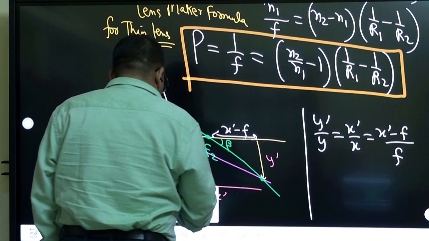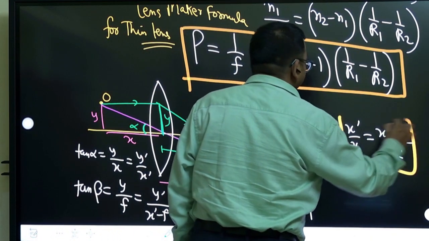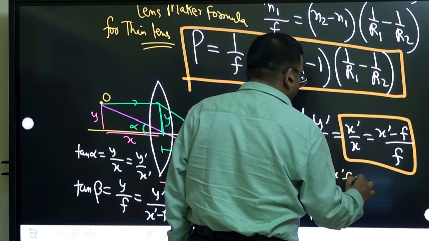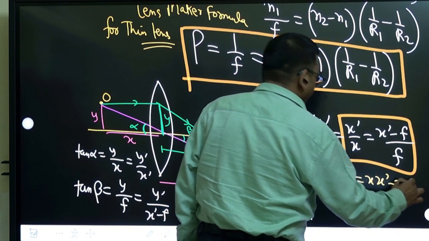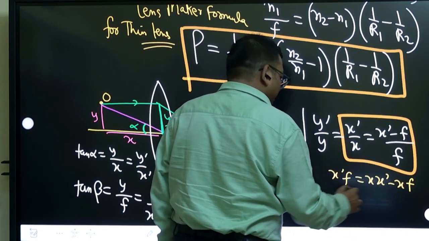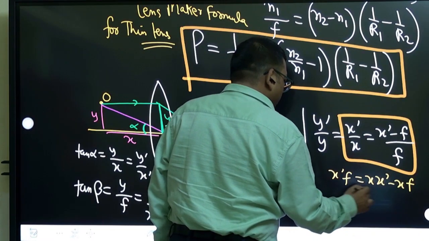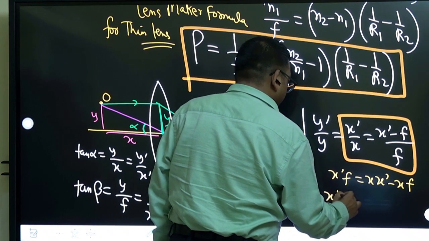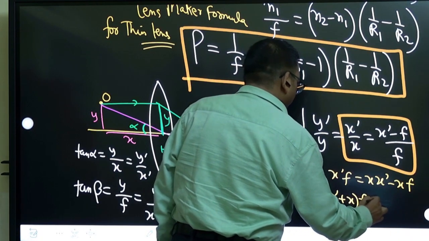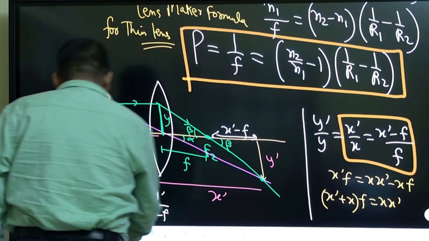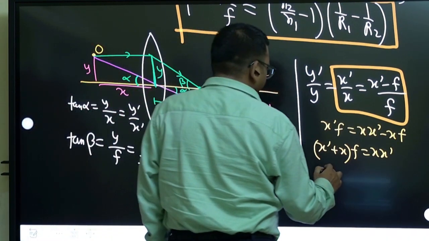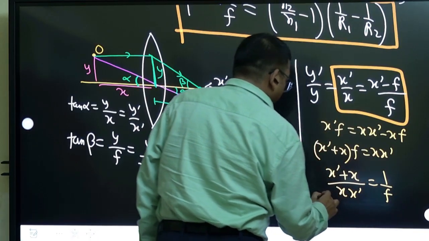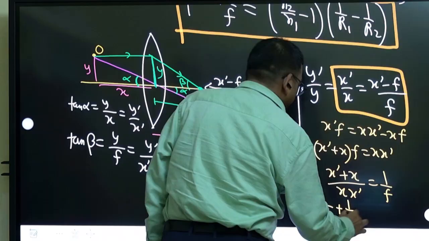Now try to use this formula, and you will get what? Try to multiply. So x dash into f is x dash minus x into f. Okay, and bring the f terms to one side. So x dash plus x, f I will take common, and this is x dash. So from here, x dash plus x by x x dash is equal to 1 by f. Now I will write this as 1 by x plus 1 by x dash is equal to 1 by f.